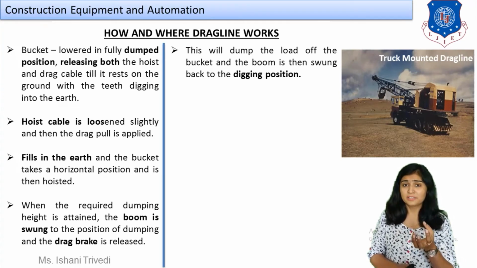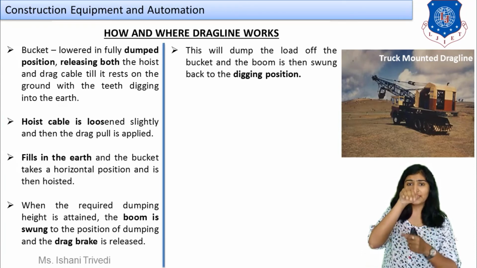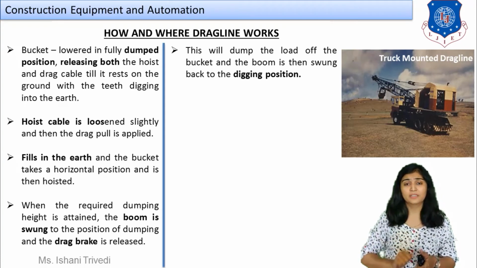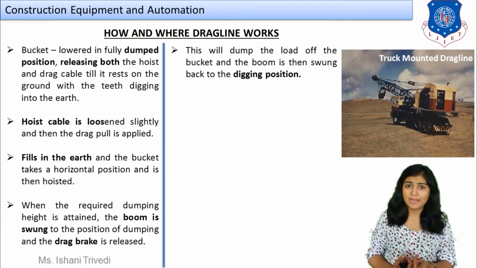and in such a way it will be put onto the ground that its teeth, its blade, will be digging into the earth. It will be put up like this. If these are the teeth, then this is a fully dumped position. The teeth will be digging the earth. This is how it will be lowered down with the help of hoist cable and drag cable.